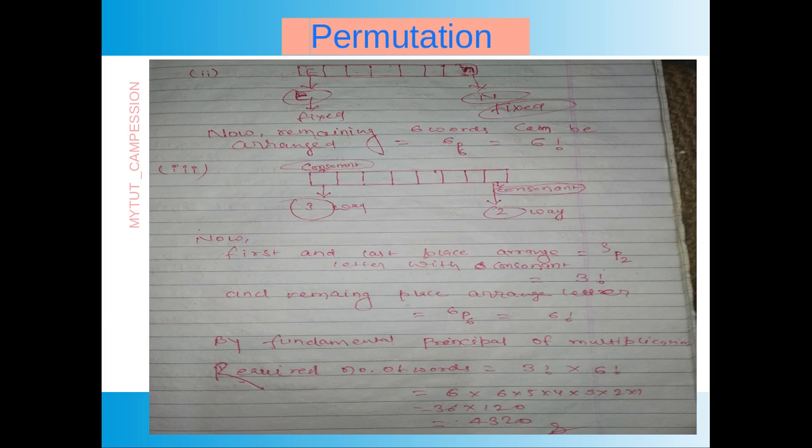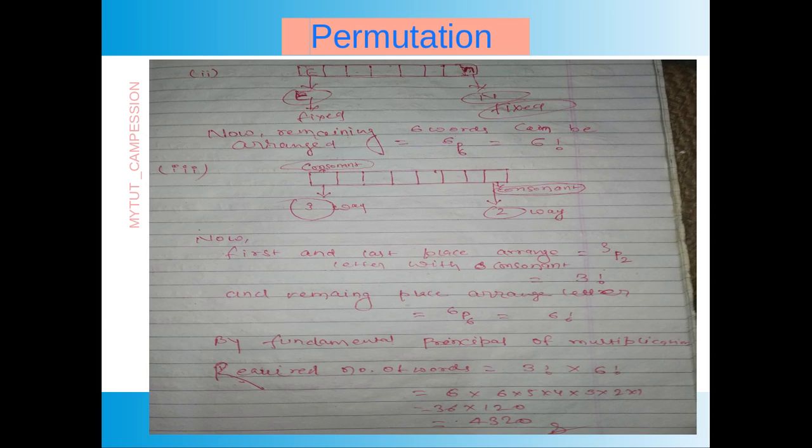So we get 3 factorial. Now you can also solve by this: 3 ways, 2 ways. Now remaining you have 5 ways, 4 ways, 3 ways, 2 ways, 1 way. Okay, and then apply the fundamental principle of multiplication. Our remaining places to arrange letters is 6P6.